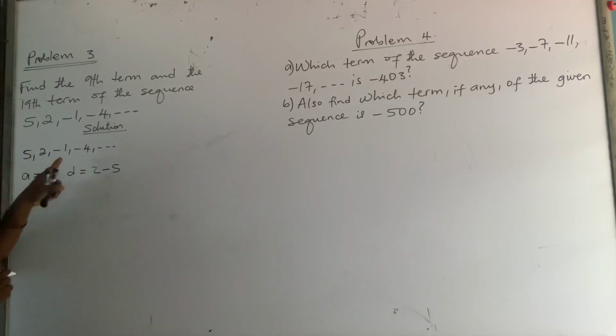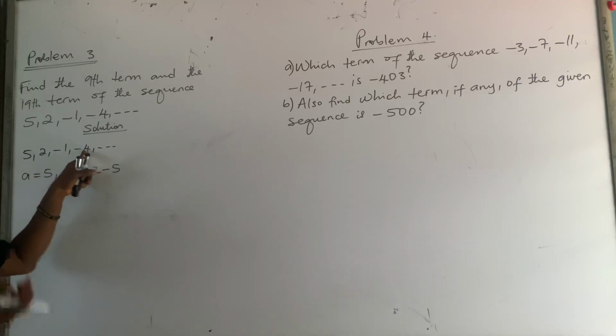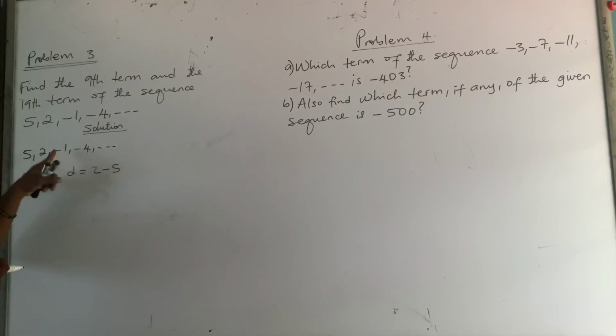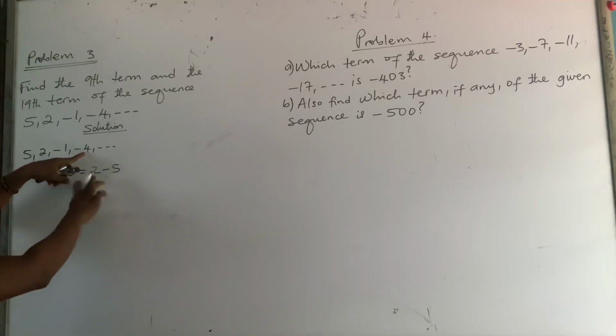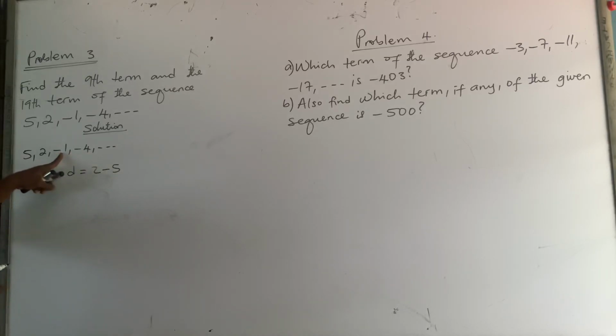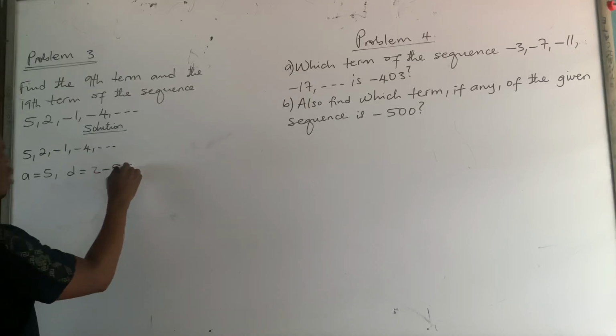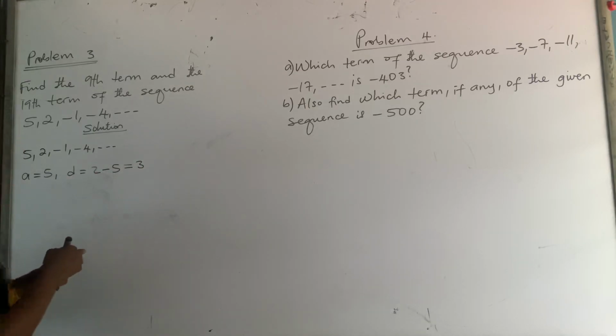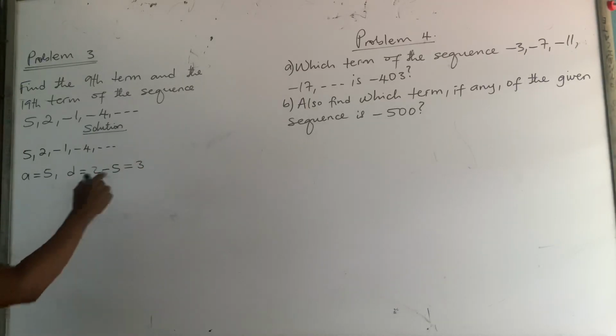Mind you, we cannot say minus 4 minus 2. A particular term minus the immediate preceding term. So if you choose minus 1, we must say minus 2. If we start by saying minus 4, we must say minus 1. Now that I have decided to say 2, I must say minus 5. So our common difference is minus 3.